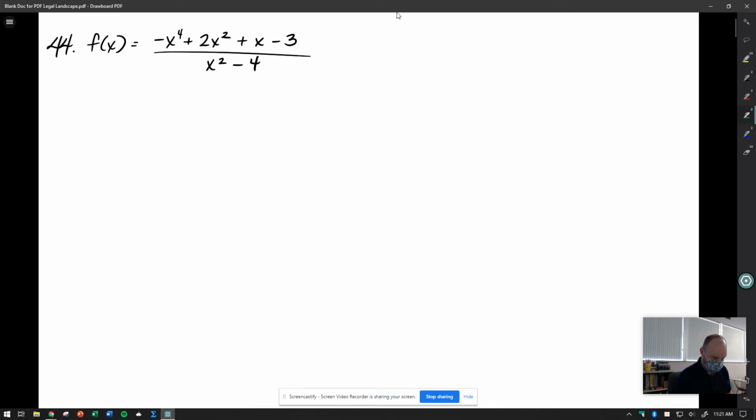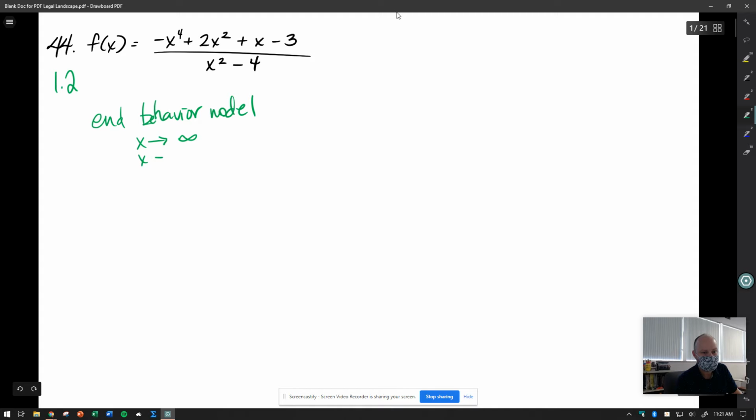We had a request for 44 out of 1.2, and this one is about finding the end behavior models for this rational function. So again, an end behavior model is a function that sort of replicates the behavior as x goes to infinity or as x goes to negative infinity. So the ends of this graph, but a much simpler function.